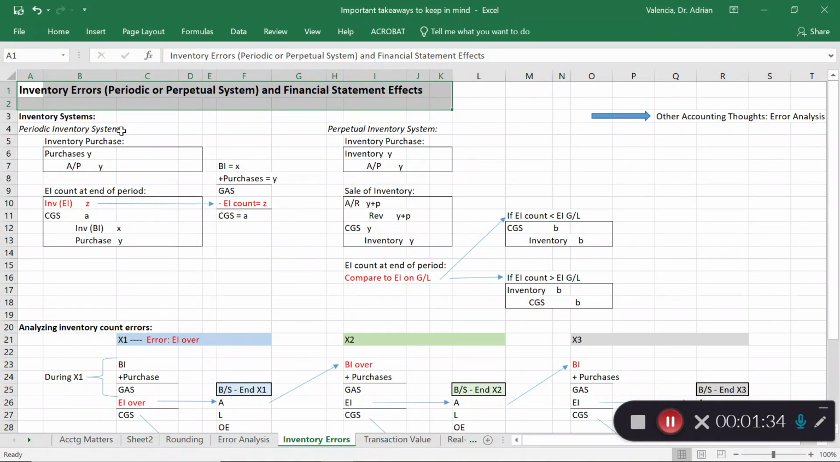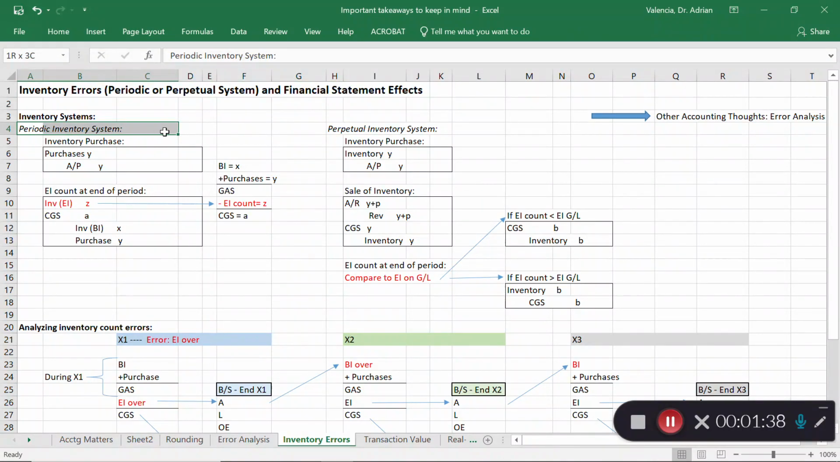You learned this way back. If anything, this is probably one of the first things you learn about inventory. When you do the periodic inventory system, anytime the business makes purchases, you're going to debit the temporary account called purchases, and then you're going to credit accounts payable. Now, this purchases account is an asset account, but it is temporary because at the end of the period, we close it out once we know how much inventory is left.